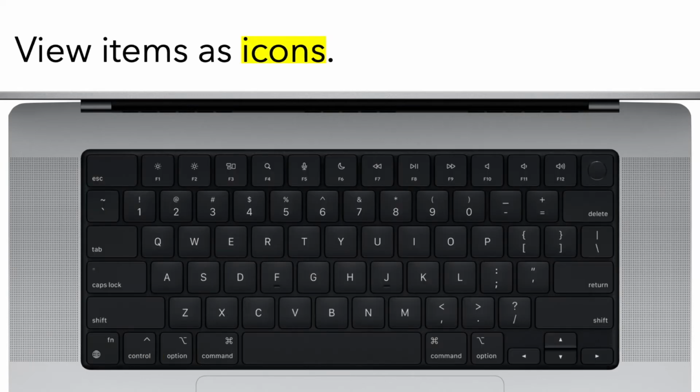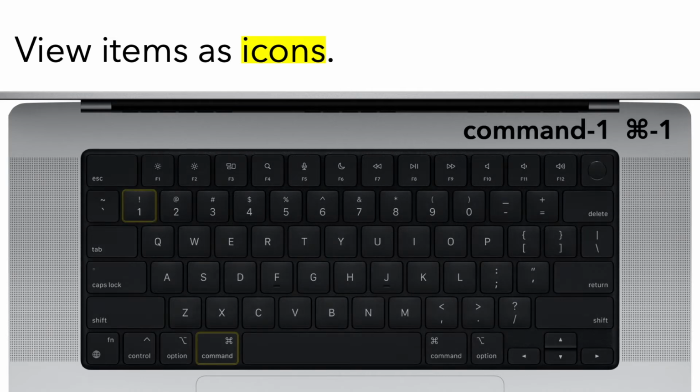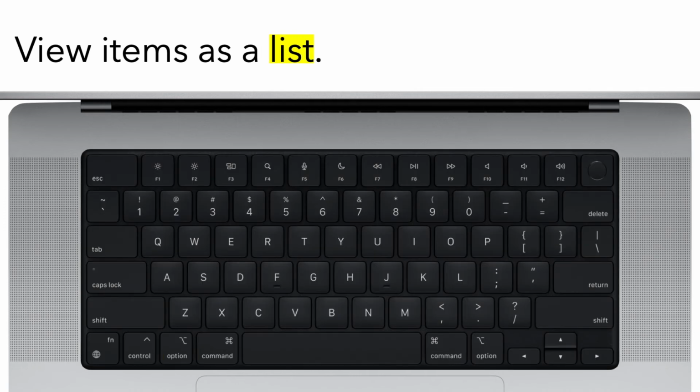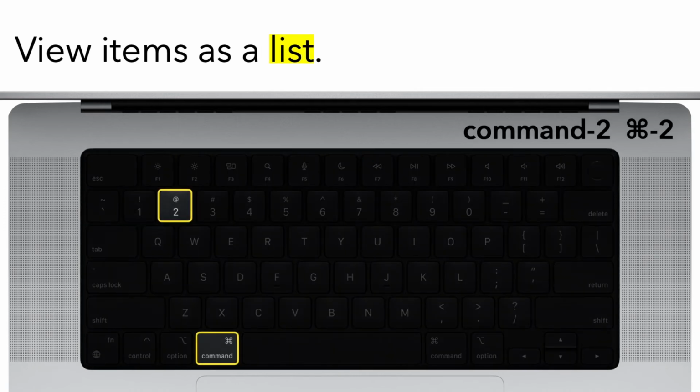If you're in a Finder window, I often want to change how I view items. And so if you want to view them as icons, you use Command-1 in a Finder window, and it will make all the items in that window viewable as an icon. If you want to change that to a list, in that Finder window, use Command-2, and now everything will be viewed in a simple list.